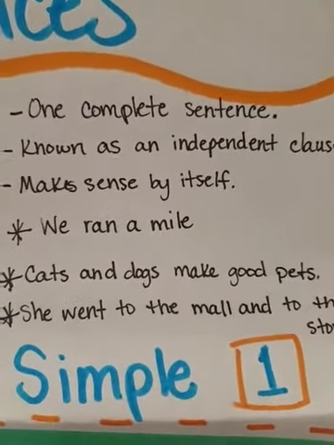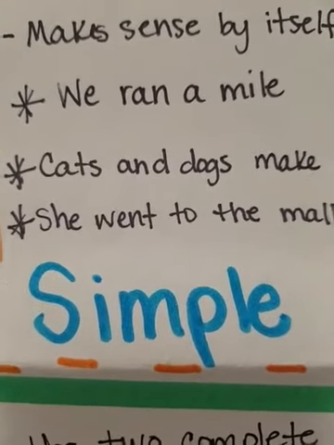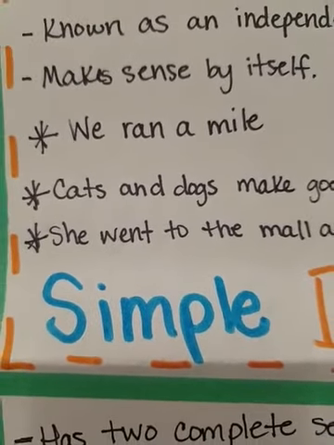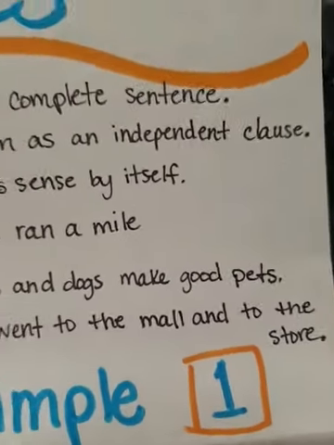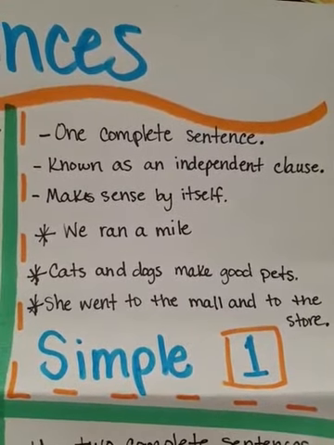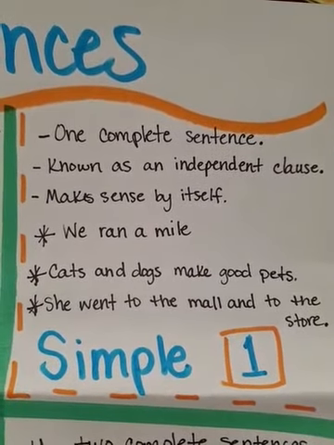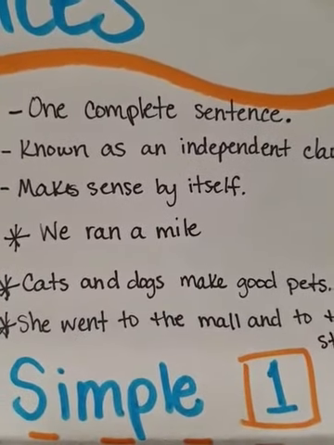Then we have a simple sentence. A simple sentence is a simple, complete thought, and it's one whole sentence. Here are the characteristics of a simple sentence. It's one complete sentence, known as an independent clause. It makes sense by itself.